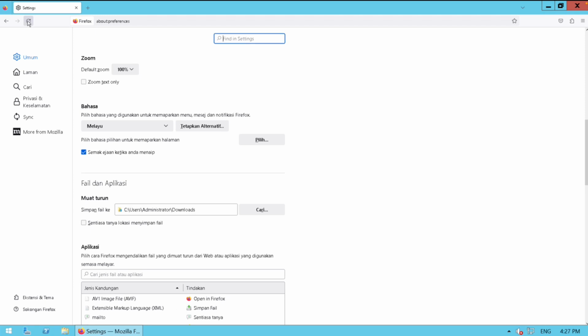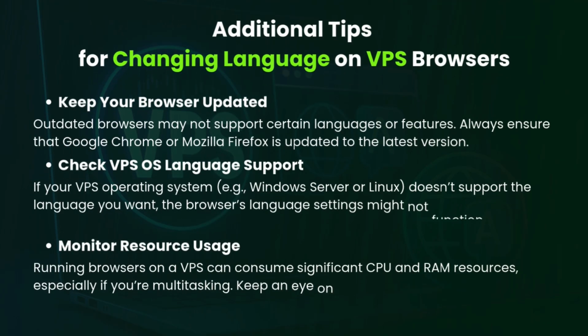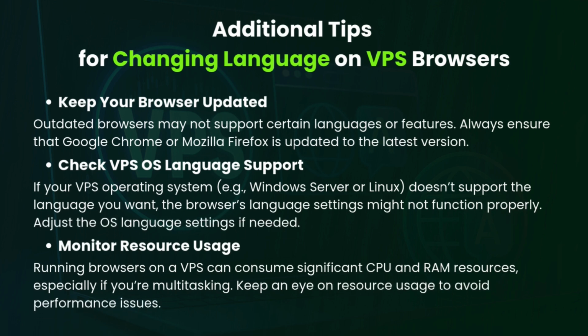Step 4. Restart Firefox to ensure the changes take effect. The browser interface should now appear in your selected language. Additional tips for changing language on VPS browsers. 1. Keep your browser updated. 2. Check VPS OS language support. 3. Monitor resource usage.